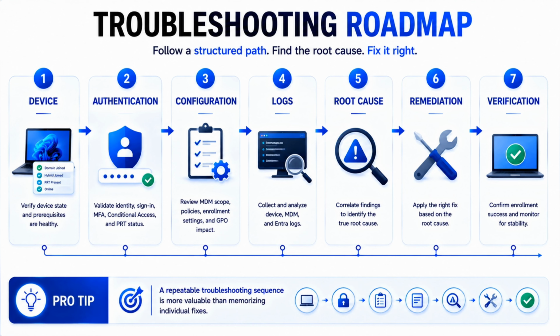Here's the troubleshooting roadmap we'll follow. First, verify the device identity. Second, confirm the authentication state. Third, validate automatic enrollment configuration. Fourth, inspect the MDM enrollment logs. Fifth, correlate the Microsoft Entra authentication logs, especially when MFA is involved. Sixth, apply a controlled remediation appropriate to the identified cause. Finally, verify that enrollment actually succeeded. This sequence prevents us from jumping directly to destructive actions such as deleting device objects or repeatedly rejoining the device.